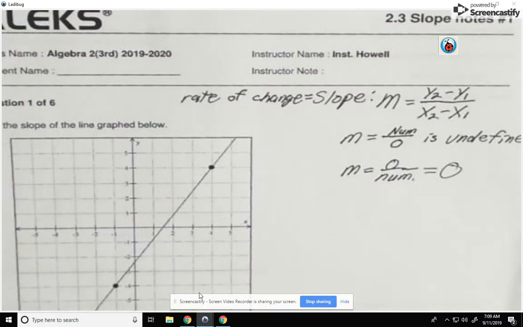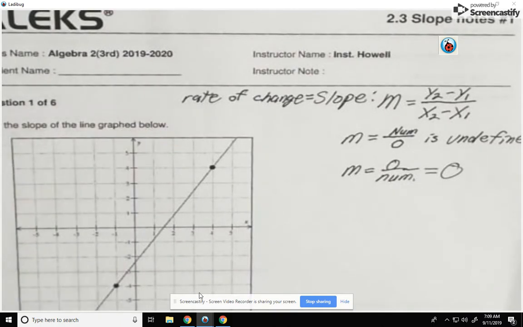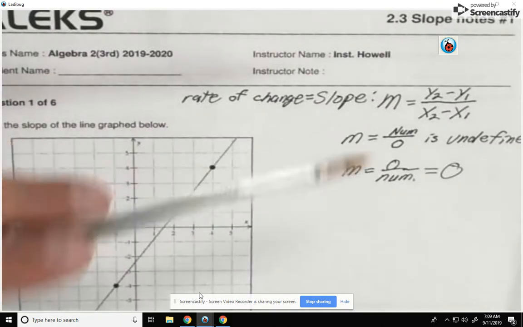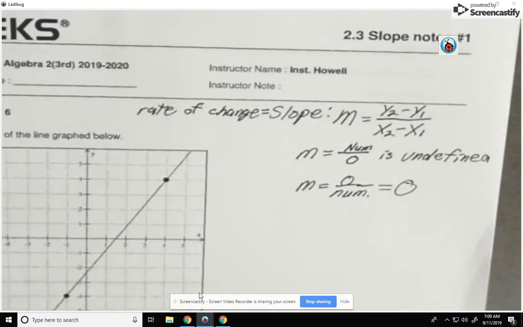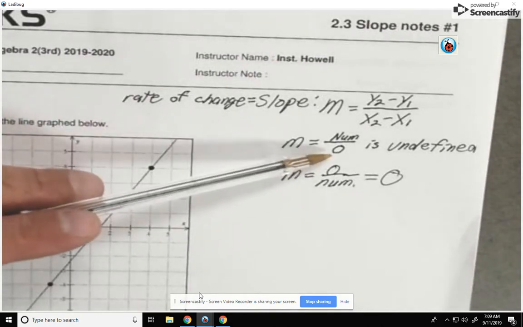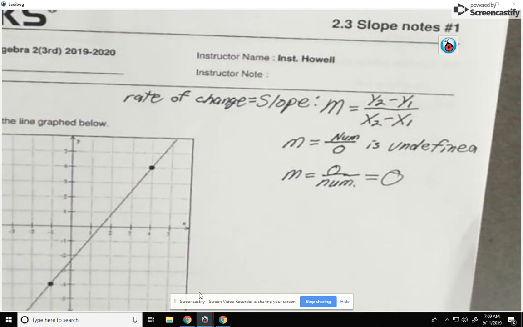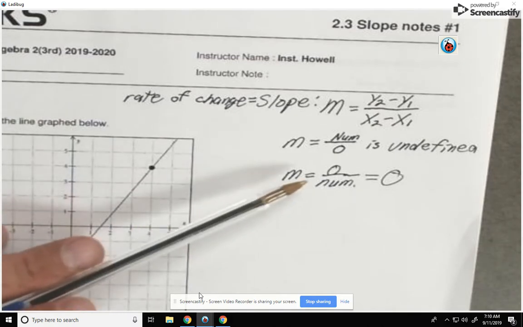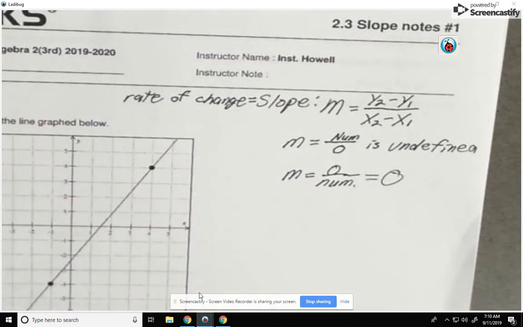This is the notes for 2.3 slope. Okay, slope is also known as the rate of change. As we said before, it is defined as the change in y over the change in x. Now, when you're calculating slope, if you get 0 on the bottom of your fraction, it is undefined. If you get 0 on the top of your fraction, it is equal to 0.